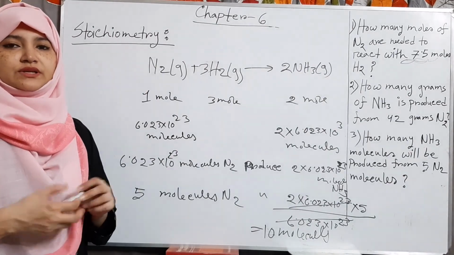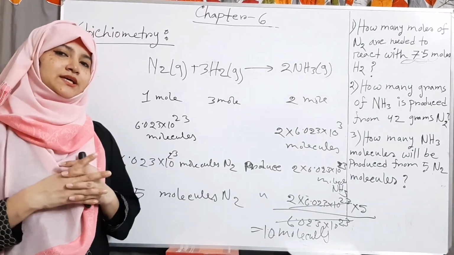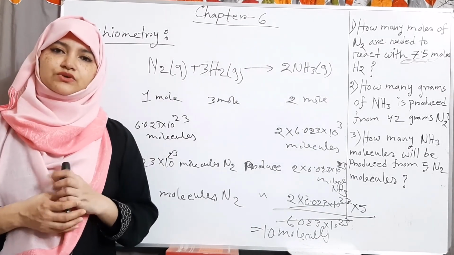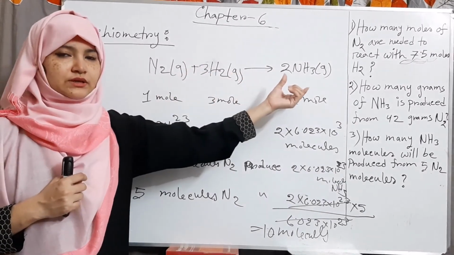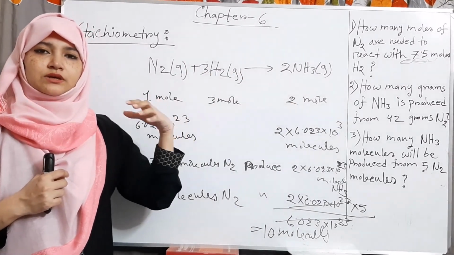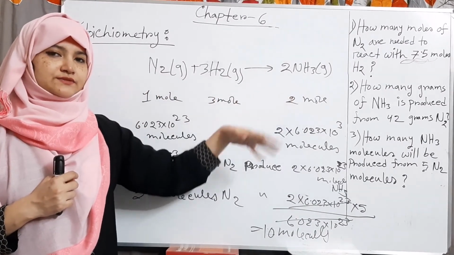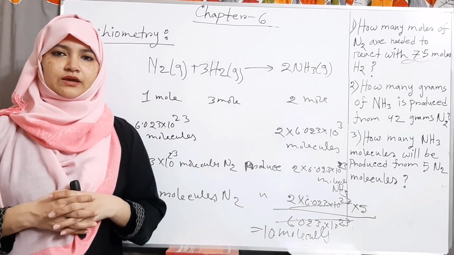when we use 5 molecules of nitrogen gas. And students, I think these simple problems are clear to you, and you have to practice some more problems with some different chemical equations. At first you have to balance the chemical equation, and after that you will solve the problem.